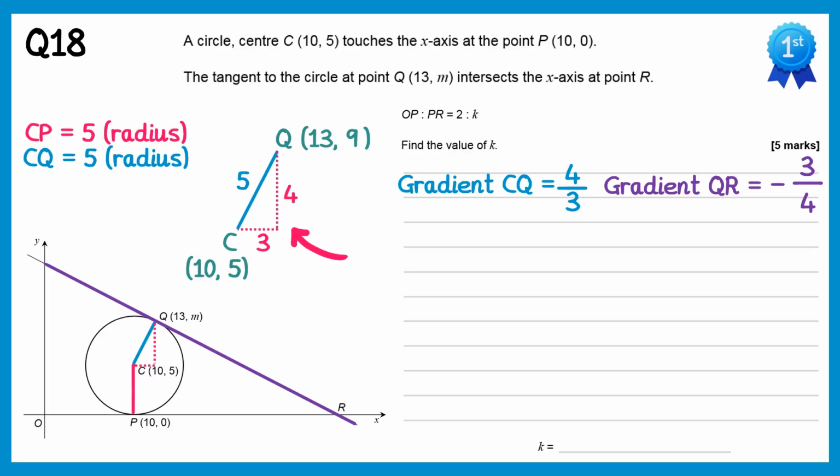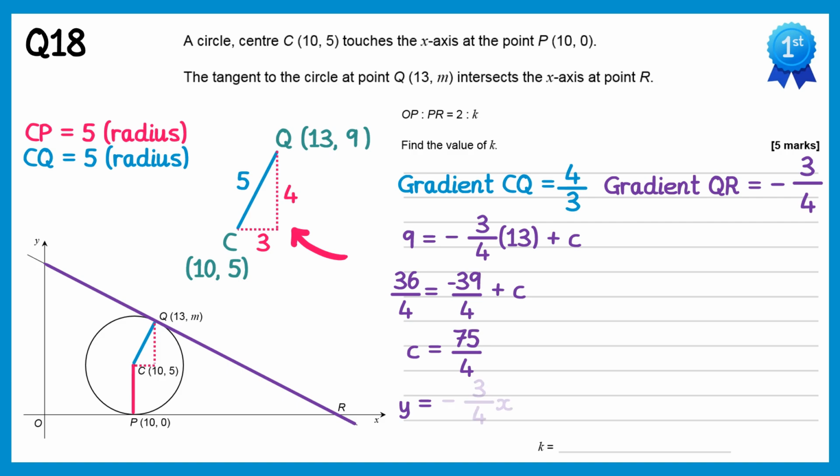Now we know the gradient and a point on the line, we can substitute those into the general equation of a line. So the y-coordinate will be 9, the x-coordinate will be 13, and the gradient will be negative 3/4. So we'll say y, which is 9, equals negative 3 over 4 x, which is 13, plus c. If you leave 9 on the left but on the right, do negative 3/4 times 13, you get negative 39 over 4 plus c. If we now change the 9 so it's over 4 as well, it will be 36 over 4. And then we add 39 over 4 to both sides and you'll get c equals 75 over 4. So the equation of this purple line is y equals negative 3/4 x plus 75 over 4.